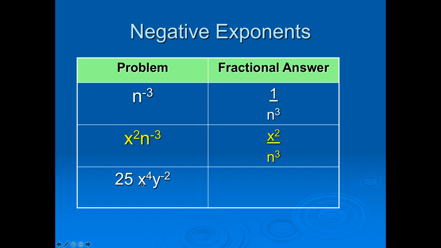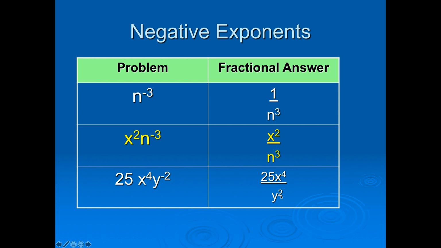Let's see what you got. Did you try it? Let's see. So the 25 is positive, and it is not in the denominator over here. It's a coefficient. X to the fourth is positive, so they would both remain in the numerator, and then you would get y to the second down here in the denominator.